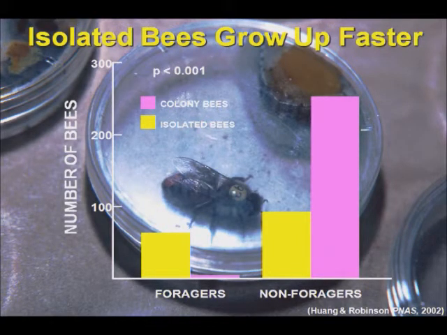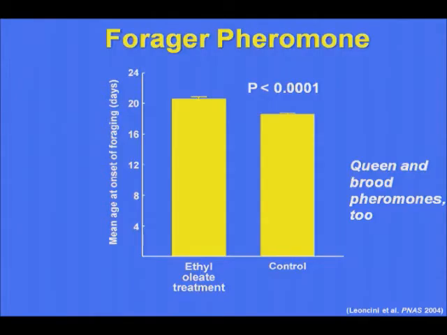So it was experiments like this, coupled with our knowledge that most of the communication in an insect society takes place via chemicals, that led us to search for a pheromone. In collaboration with Yves Lecomte's lab in Marseille, France, we found a pheromone that's produced by older bees that inhibits the age at onset of foraging among the younger bees. The compound is called ethyl oleate.